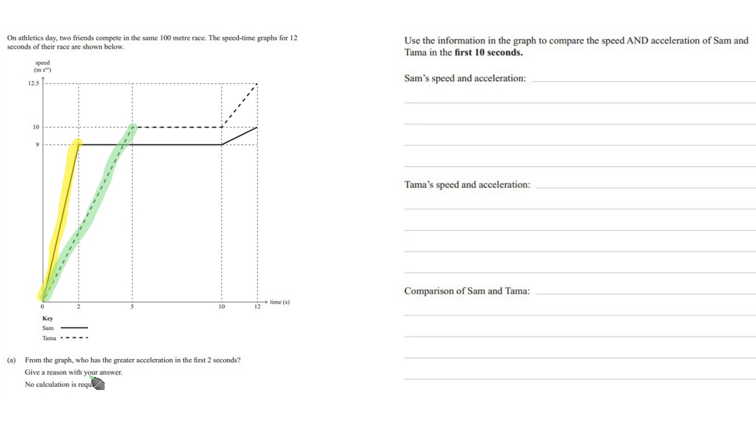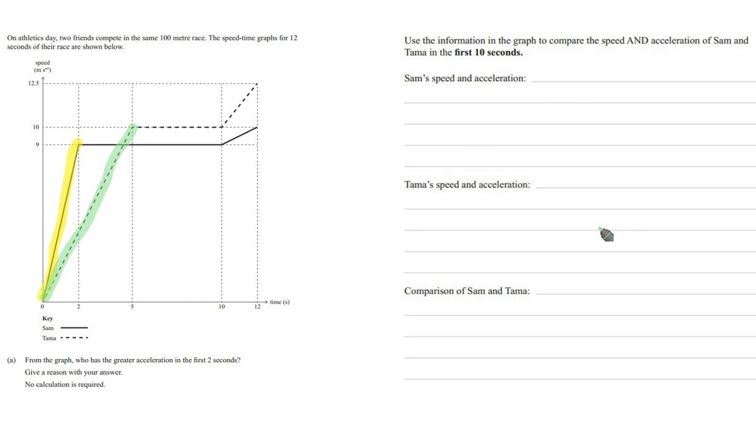So Sam has a greater acceleration because, and it's exactly what we were going through a second ago, the slope or the gradient of the graph tells us the acceleration. Sam has a steeper slope or gradient, which means the acceleration is greater. We could explain that even more fully: the slope is equal to the rise over run, which is velocity over time, and that's basically acceleration. So Sam has a greater acceleration than Tamara. It's a steeper line. That's really all they want there, no calculation required.